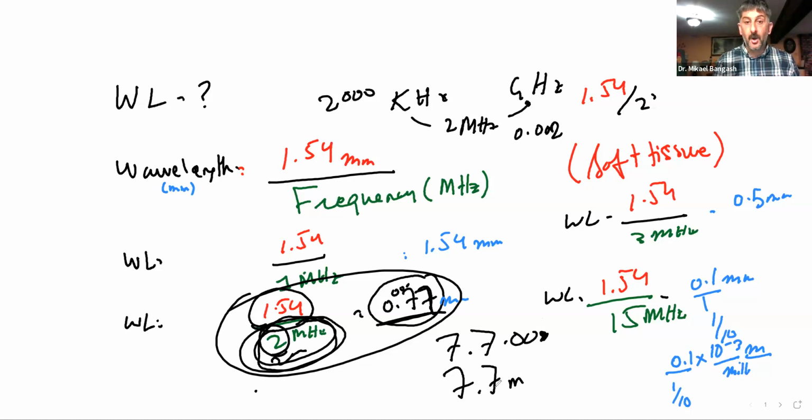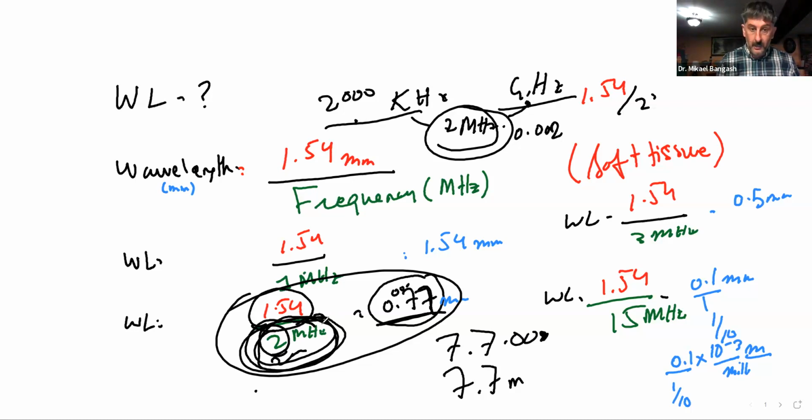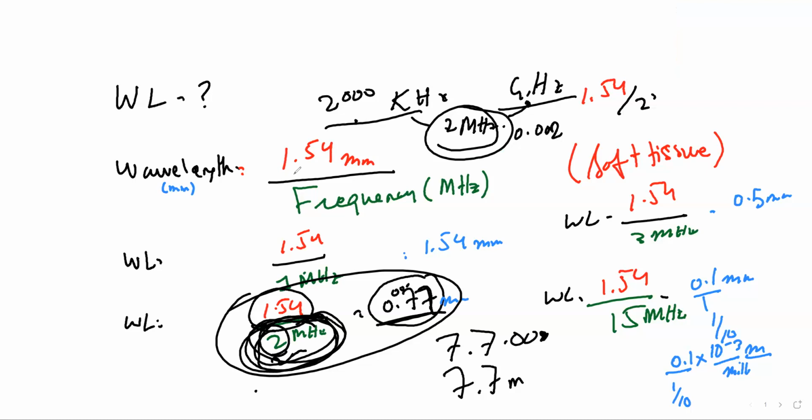So it's not always going to be that you're given the frequency in megahertz. It may be given in kilohertz, it may be given in gigahertz, but then you have to convert it from giga to megas or from kilos to megahertz, because here in this formula, the frequency is going to be megahertz. Is that clear?